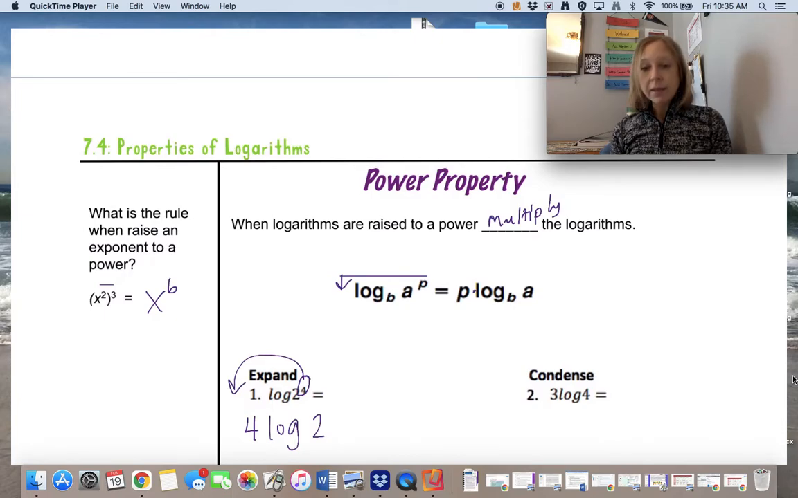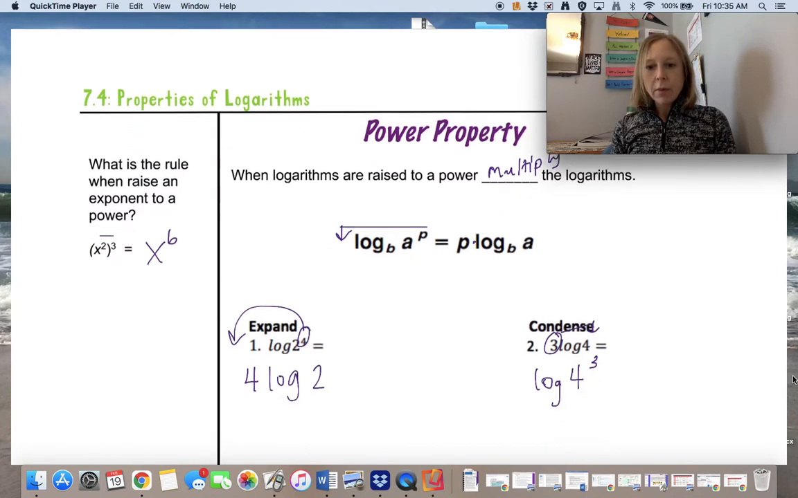We can also condense these. I can take this factor and I can bring it up as a power. So I could rewrite this one as log of 4 to the 3rd.